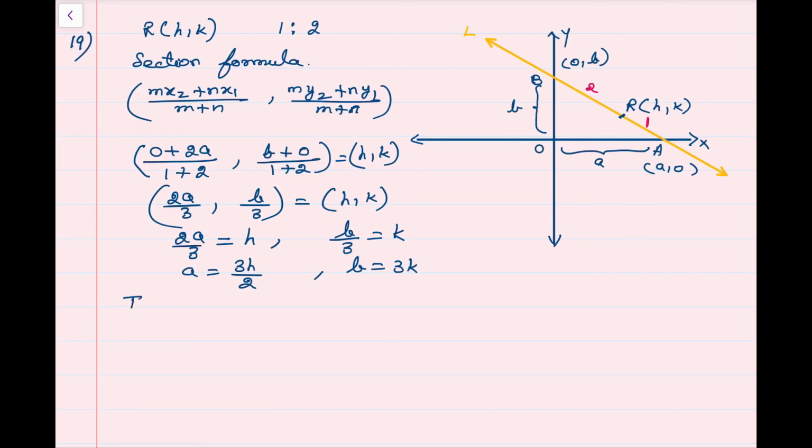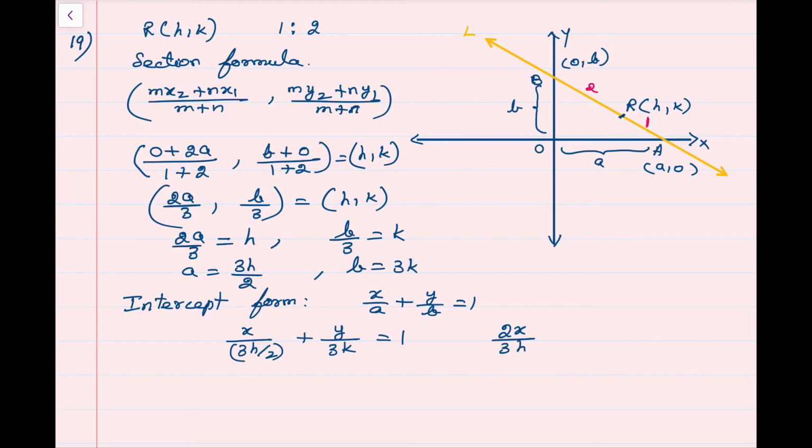We will use the intercept form of a straight line, which is x by a plus y by b is equal to 1. Let us substitute for a and b. x divided by 3h/2 plus y divided by 3k is equal to 1. 2x divided by 3h plus y divided by 3k is equal to 1. Let us multiply the whole equation by 3hk. We get 2kx plus hy is equal to 3hk.